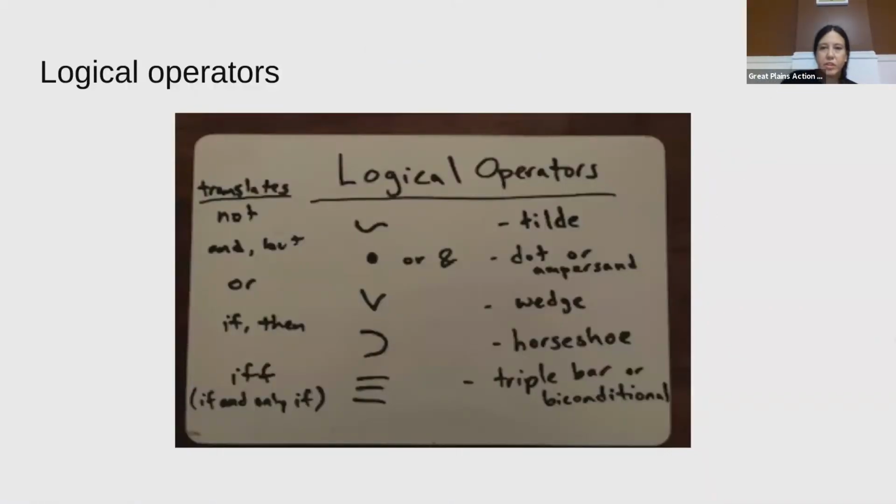Okay, so those are the logical operators that I just talked to you about. So we use those to translate. Not: we have the tilde, so that shows us negation. And, or but. In logic, and and but are logically equivalent. They have the same truth conditions. And for those we use either the dot or the ampersand. Or we use the wedge. If-then statements, we use the horseshoe. If and only if, we use the triple bar. It's also called the biconditional. And in your homework, I did make up some statements for you to practice translation.